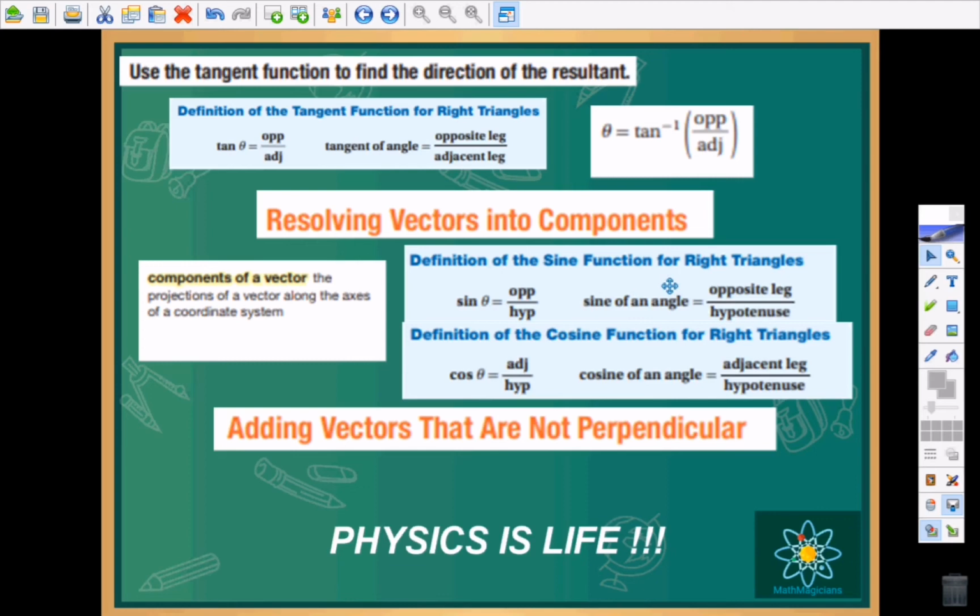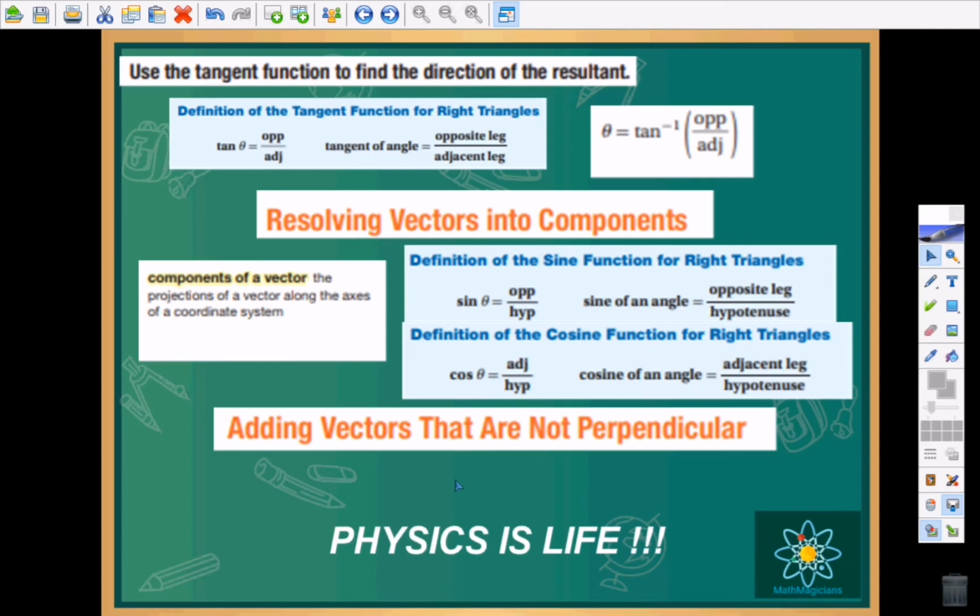Now, definition of a sine function. The sine and cosine functions are defined in terms of the lengths of the sides of right triangles. The sine of an angle is the ratio of the leg opposite the angle to the hypotenuse. It will be the formula that you see here. Sine of the angle is equal to the opposite leg over the hypotenuse. Then, the cosine of the angle is the ratio between the leg adjacent to the angle and the hypotenuse. The cosine of the angle is equal to the adjacent leg over the hypotenuse.